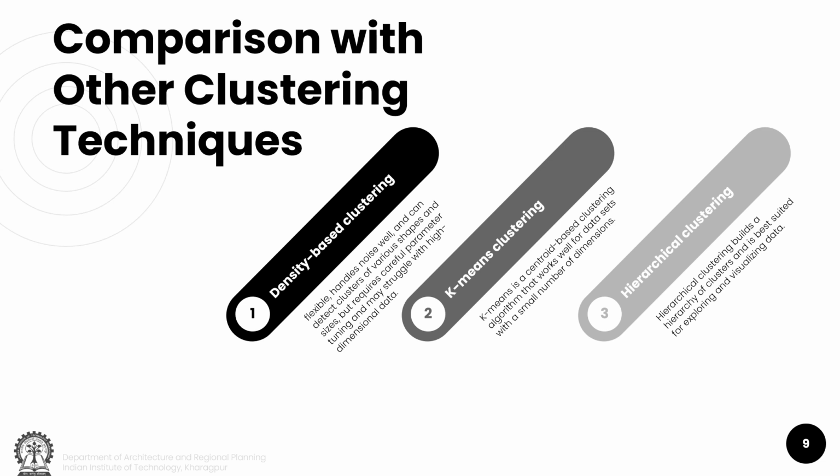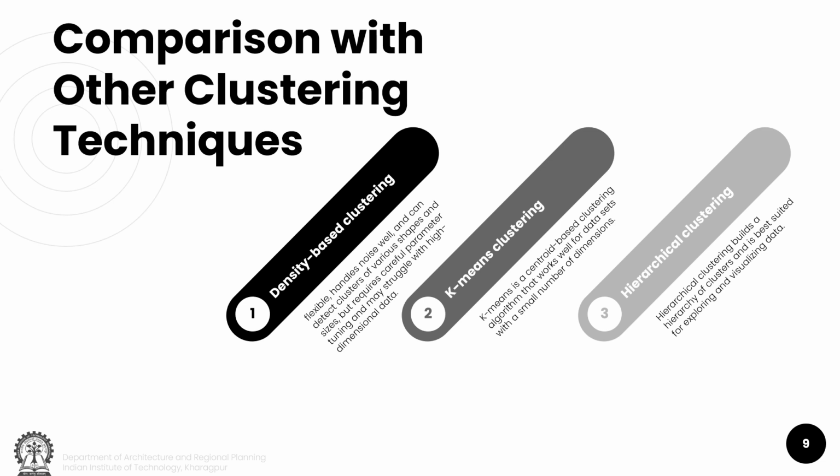Hierarchical clustering, on the other hand, is a more flexible clustering method that builds a hierarchy of clusters. It can be either agglomerative, where each data point starts in its own cluster and is gradually merged with nearby clusters, or divisive, where the entire data set starts as one cluster and is recursively split into smaller clusters. Hierarchical clustering is best suited for data sets where the underlying structure is not well known, and the goal is to explore and visualize the data.